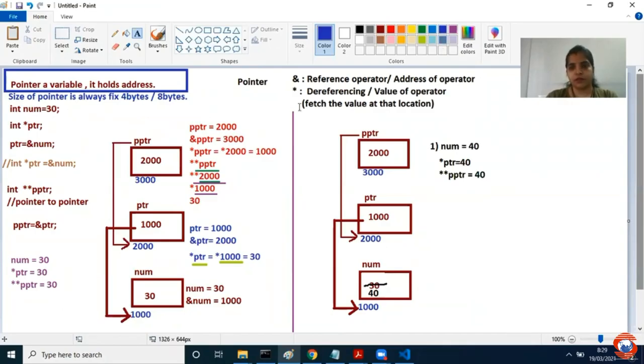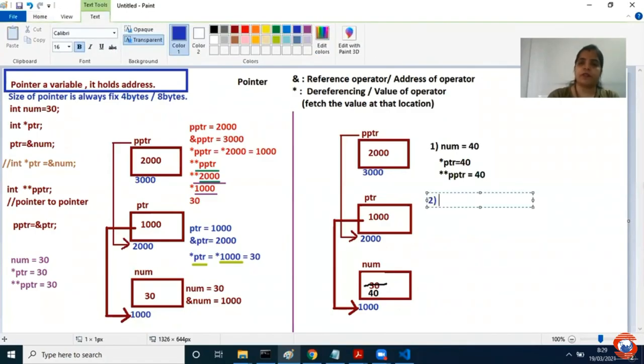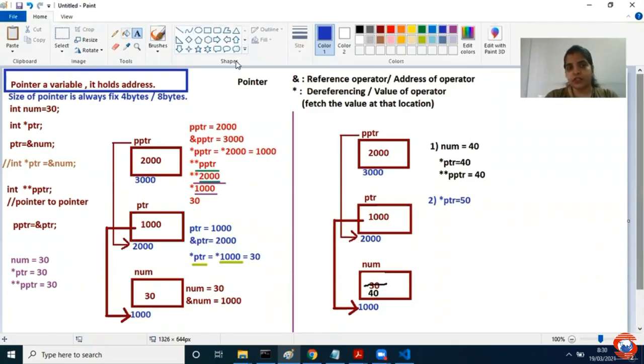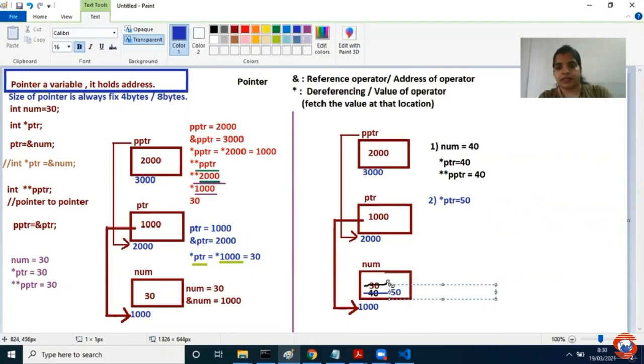Everyone. Right. Second scenario. I'll say to my compiler, please make *ptr is equal to 50. Means wherever my pointer is pointing, please change that value to 50. What is the value at ptr now? It was 40. I am changing it to 50. This is next. Understood till here?